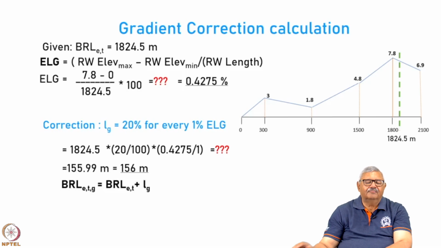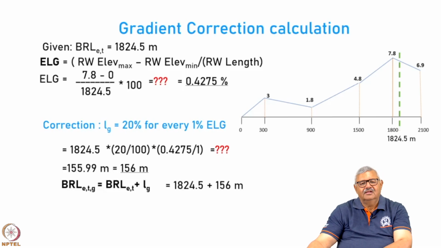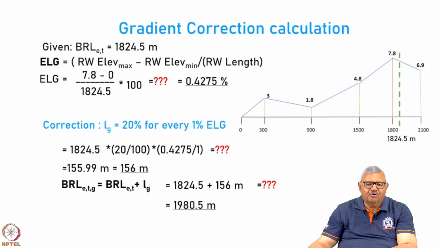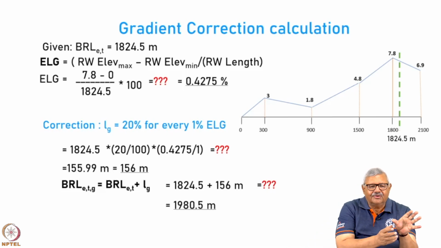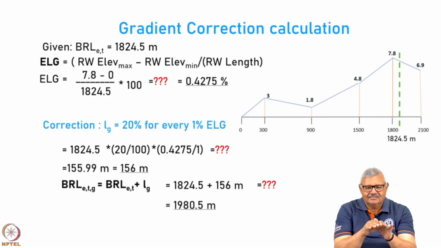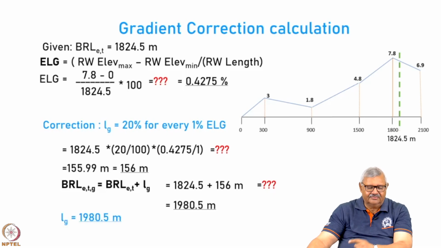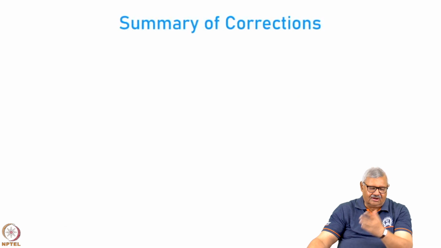So, the BRL, basic runway length from elevation, temperature and gradient, will be equal to BRL ET plus LG. It was 1824.5, we have to add 156 meters. Please calculate the value of this. You will find that the number is 1980.5 meters. So, if you require a runway of 1600 meters at standard conditions, elevation at mean sea level, temperature equal to 15 degrees centigrade at mean sea level, and completely flat runway, you would require 1600, but at this airport you require 1980 meters.